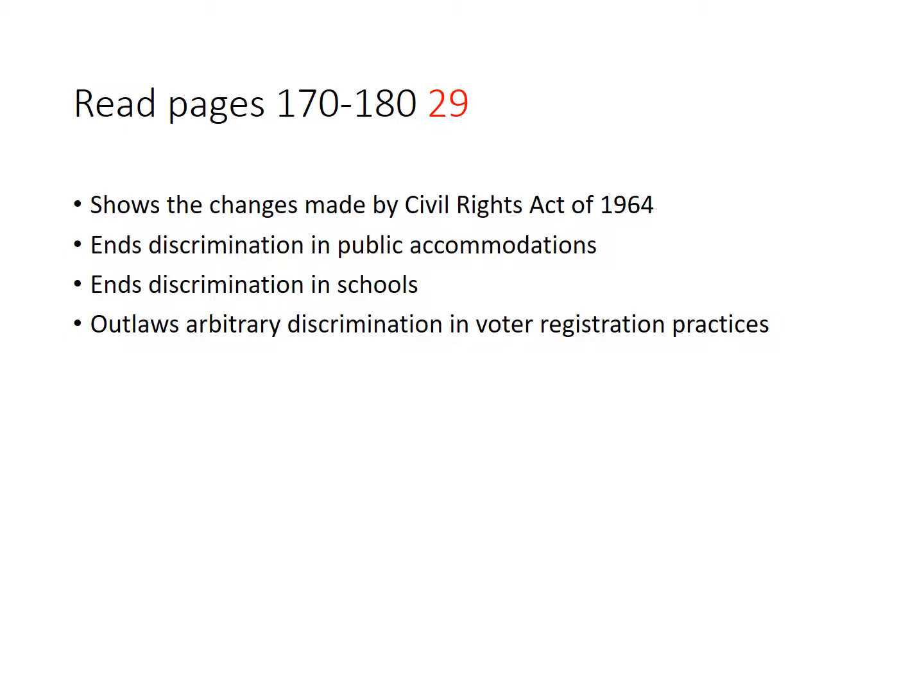So here we can see what were some of the key points made from the Civil Rights Act, especially the one of 1964. Ending discrimination in public accommodations, discrimination in schools, and then having a consistent type of voter registration process for all people.